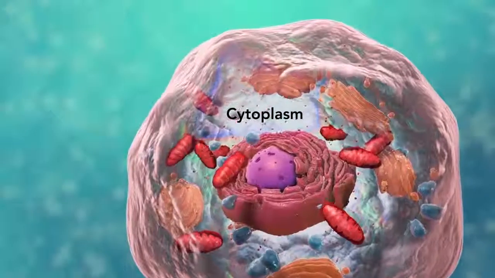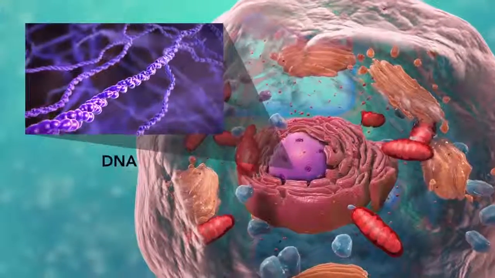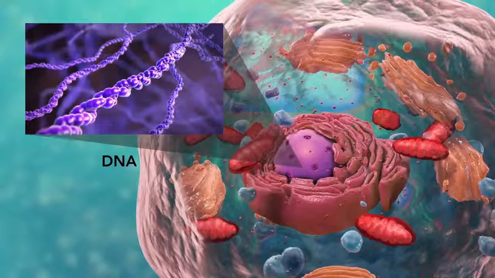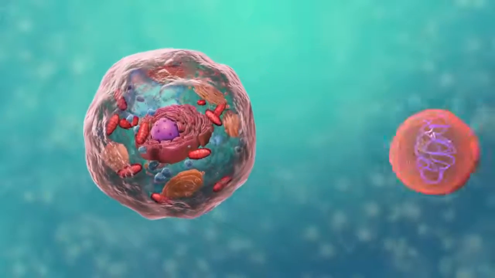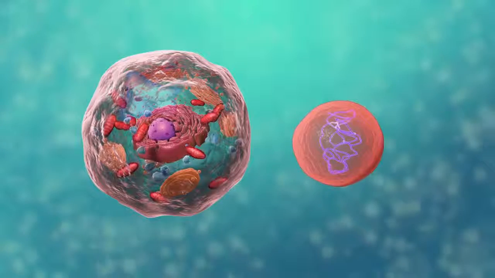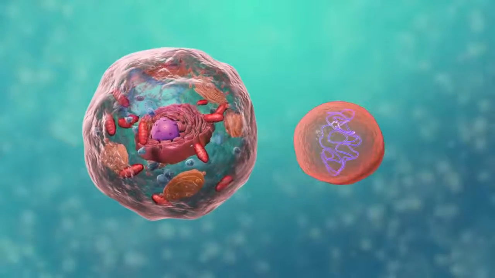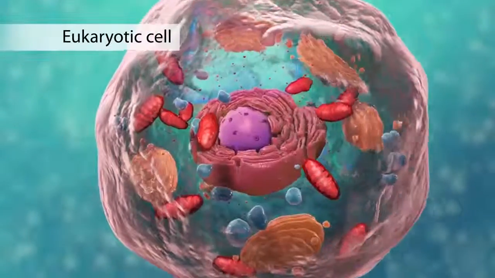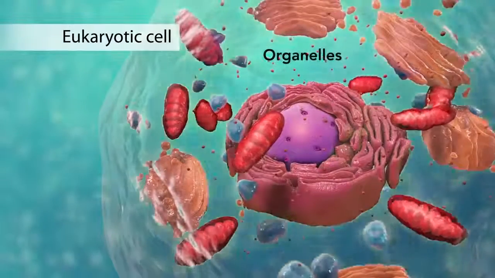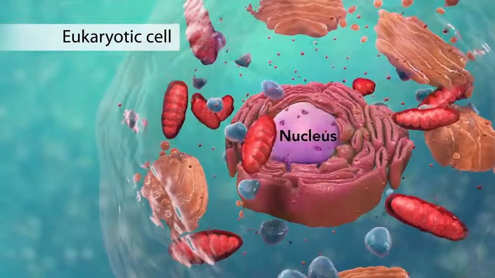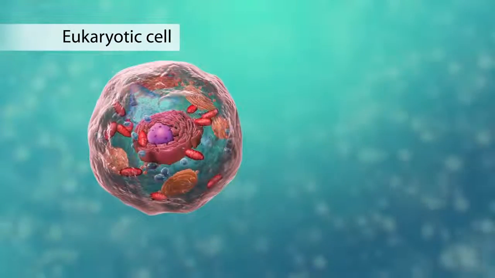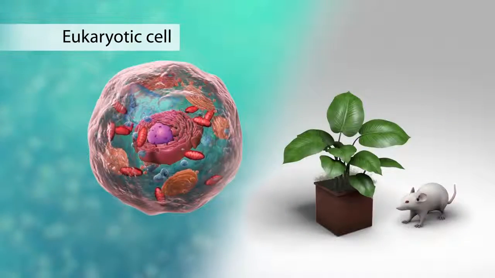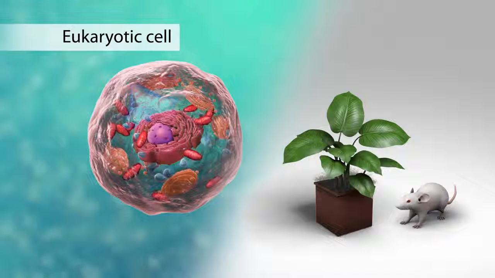which is a jelly-like fluid, and DNA, which is the cell's genetic material. There are two broad categories of cells. The first category is eukaryotic cells. They have organelles, which include the nucleus and other special parts. Eukaryotic cells are more advanced, complex cells, such as those found in plants and animals.